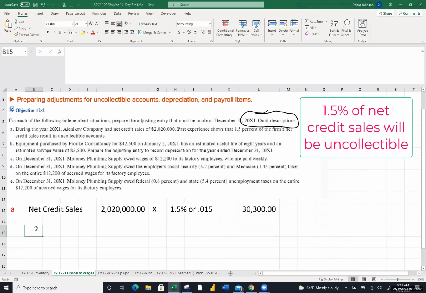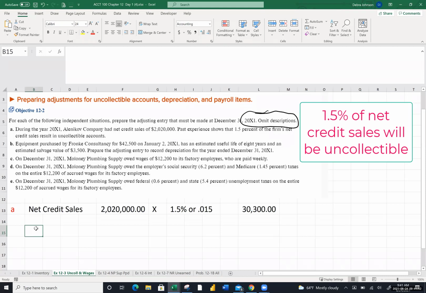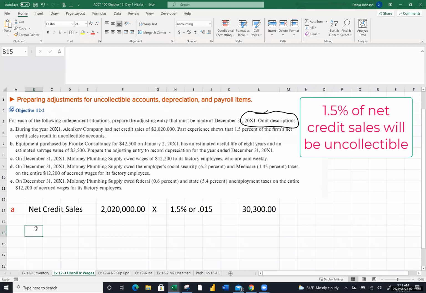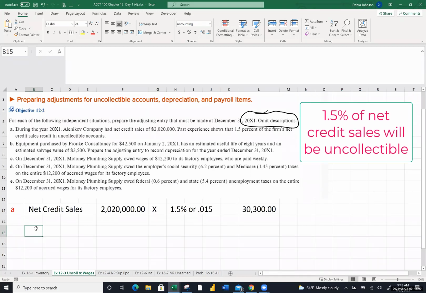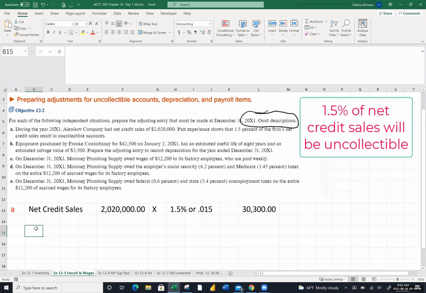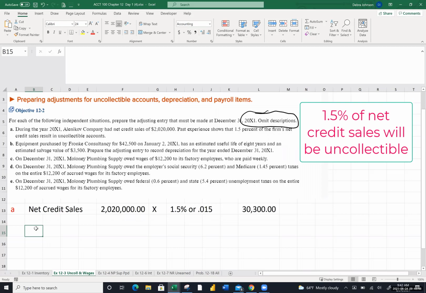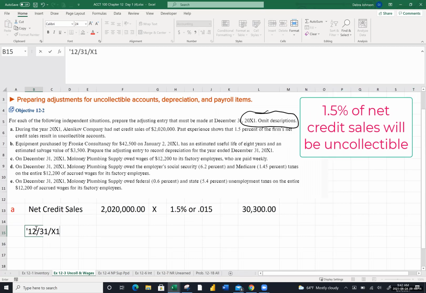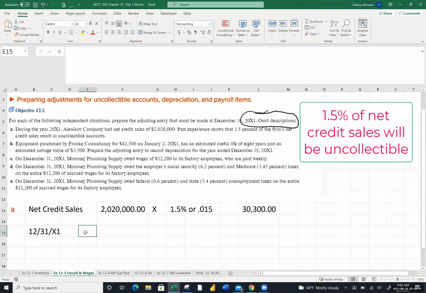So then that means that based on that estimate, we're not going to collect $30,000, which again, for an owner is a huge hit, but it often happens. And so GAAP says you got sales on your books. You have the revenue there of over $2 million. We need to match the related expense in the same period. So all of these would be dated 12/31 of whichever year. They call it X1. And here's the journal entry to record that.